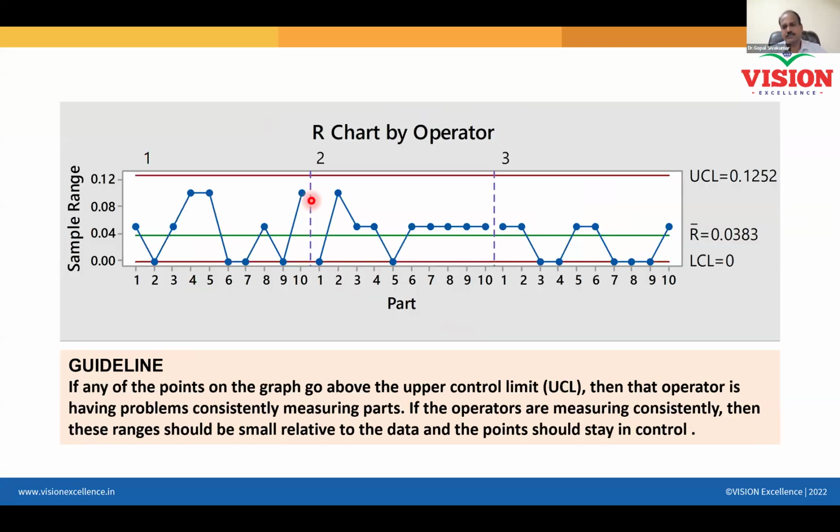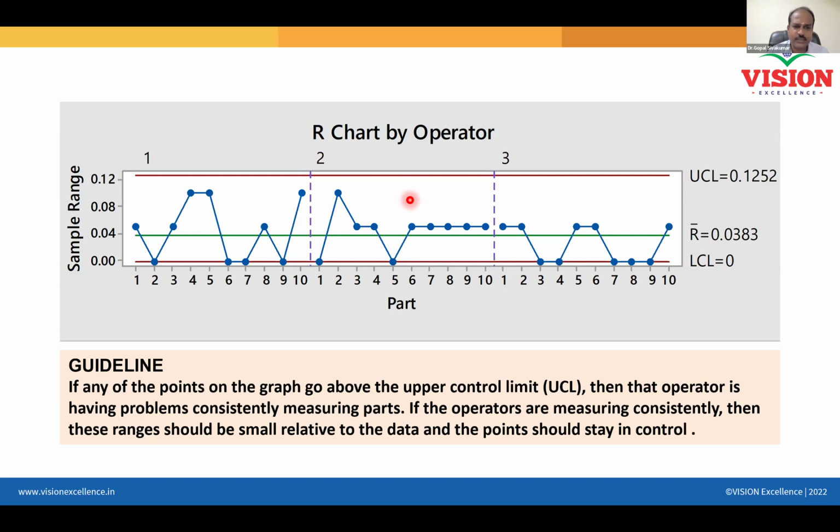Now moving on to the next. This is an R chart. R chart means range chart. Range is the representation of repeatability of the operator. If you are poorly repeatable, your readings will have too much variation, yes or no? If your readings have too much variation, then the range will be higher. Now look at this graph. Whose range is higher, operator 1, 2, or 3? Comparatively, who is higher? One seems to be on the higher side, right?